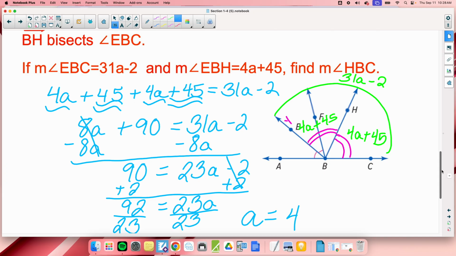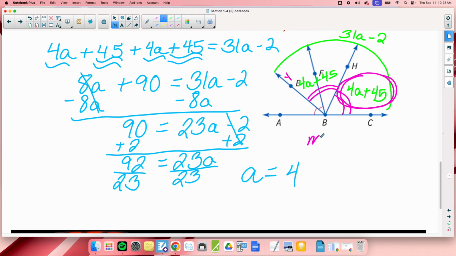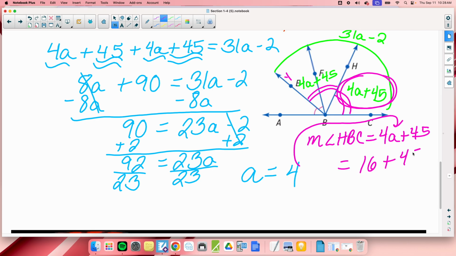And HBC, if you look at the diagram, HBC is this. So you're just going to take that 4 and put it back in there. So unfortunately, you guys are going to have homework today, just because my lesson was long. This would be 16 plus 45. Did you get 61?